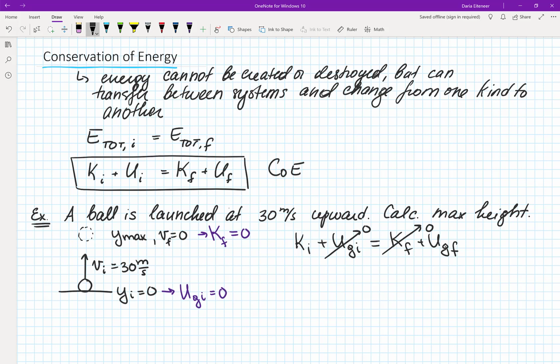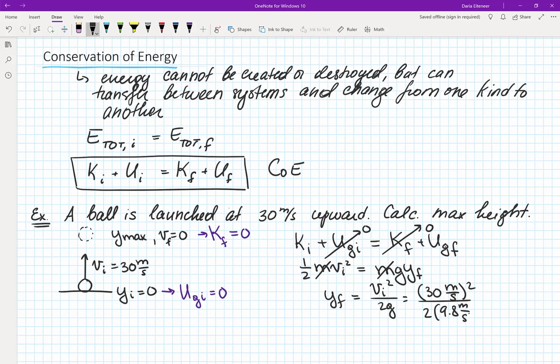Okay, simplify it by making certain terms equal 0. And then I can also plug in expressions for kinetic energy initial and for gravitational potential energy final. Let's cancel out m and solve for y final. So this is going to be v initial squared over 2g. So plug in 30 meters per second divided by 2 times 9.8 meters per second squared. Be careful with units and plug these values into your calculator.